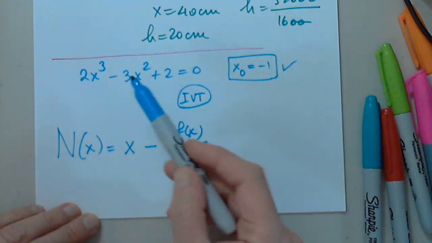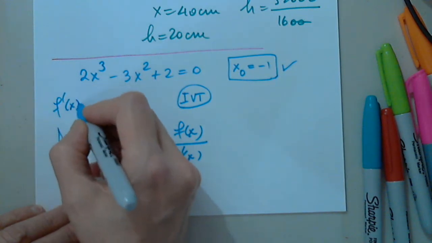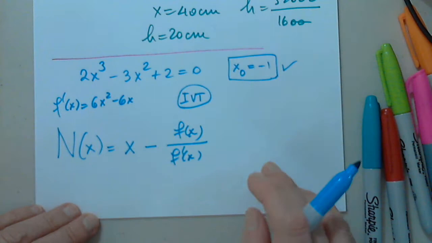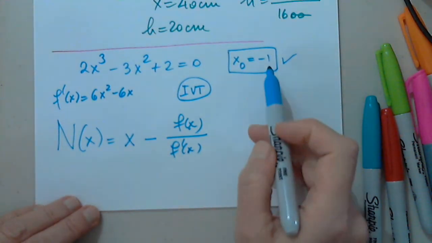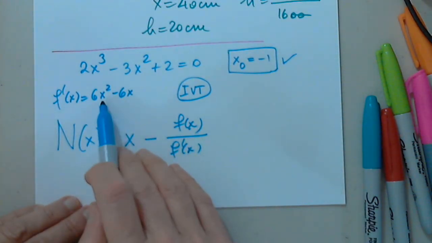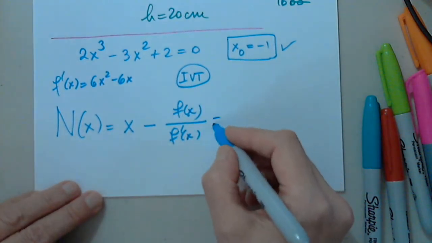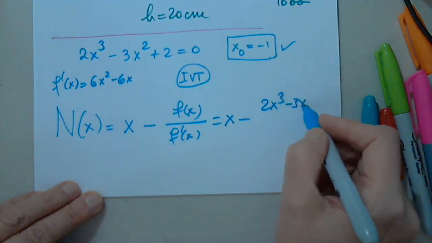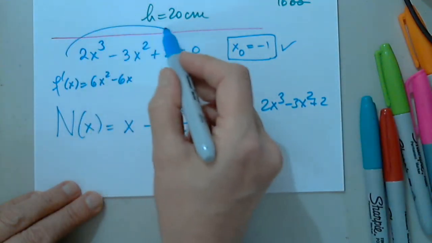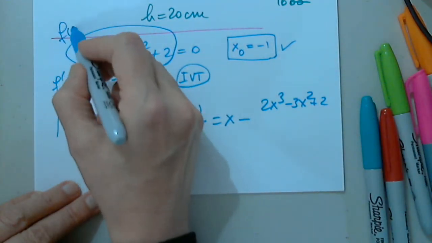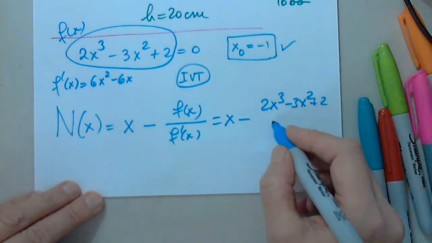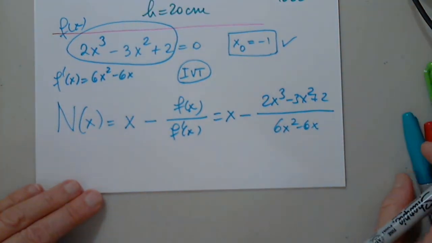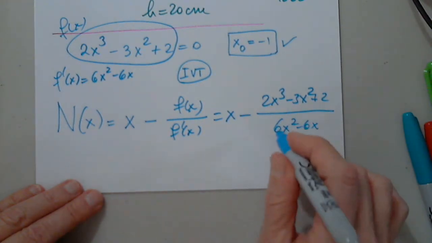So I find f prime of x to be 6x squared minus 6x, and that's it. And when I plug in -1, this is not 0, so it's safe. So I have x minus, the numerator is 2x cubed minus 3x squared plus 2, because this is the function. And the denominator is 6x squared minus 6x. This is what I will enter in the graphing calculator.